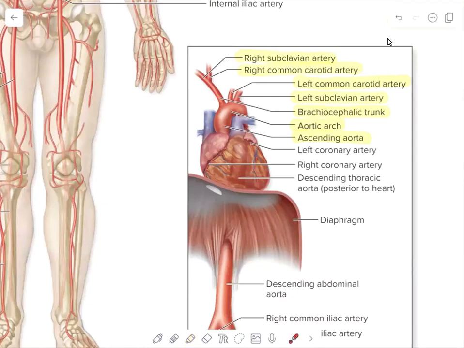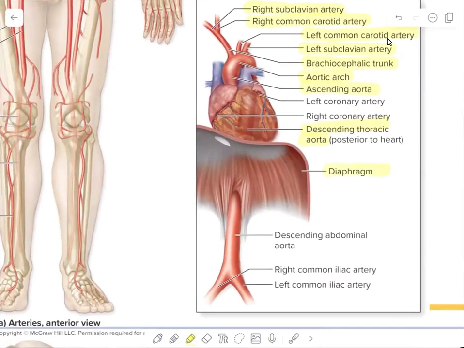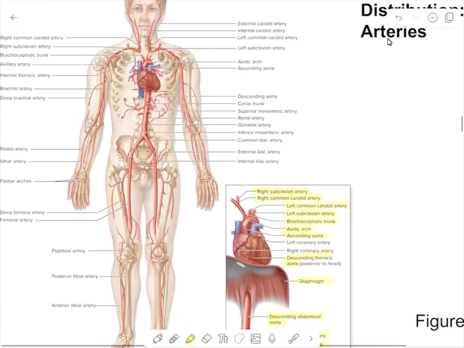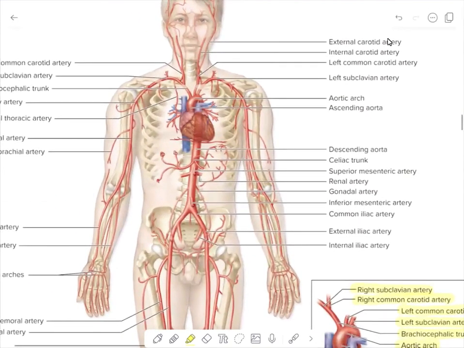The aorta then is going to descend behind the heart, and when it does so, it's called the descending thoracic aorta. When it is below the diaphragm, it continues to descend, where it then branches in the abdominal area to become the common iliac arteries.